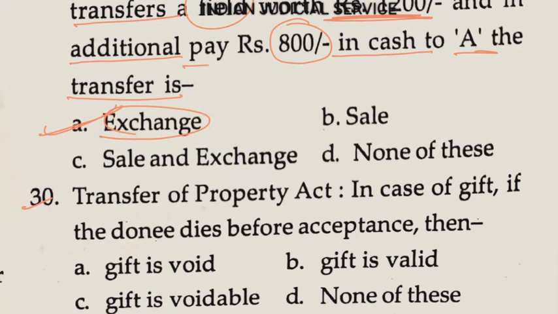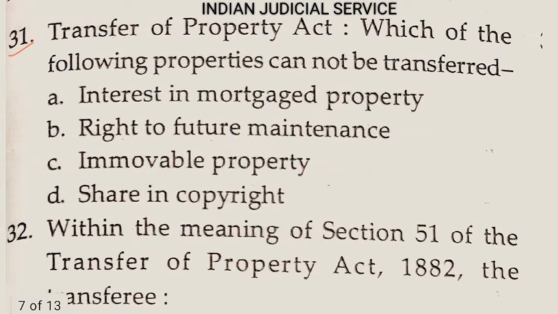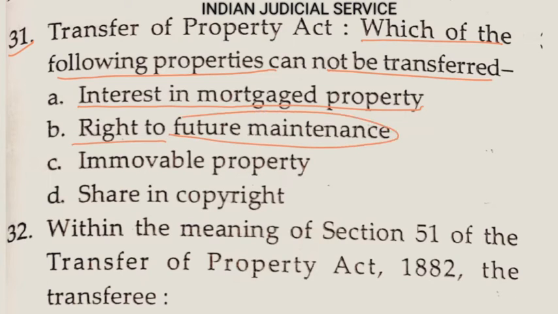Now question number 30, Transfer of Property Act. In case of gift, if the donee died, and this is important here, the donee died before acceptance, then the gift is void. So the answer here is option A. Now question number 31, Transfer of Property Act. Which of the following properties cannot be transferred? Option A, the interest in mortgaged property; option B, right to future maintenance. Clearly the right to future maintenance cannot be transferred. So the answer is option B, and the remaining ones, immovable property and share in copyrights, can be transferred under the Transfer of Property Act.